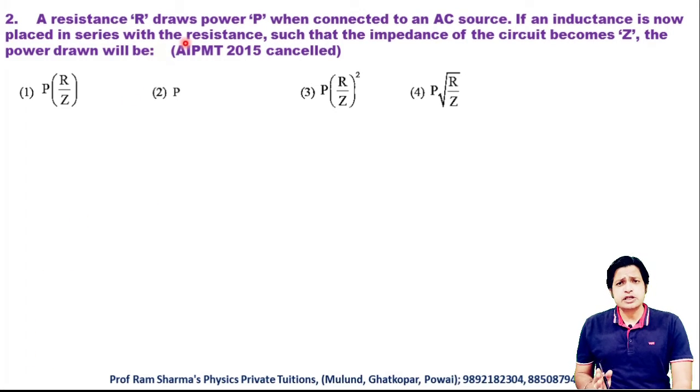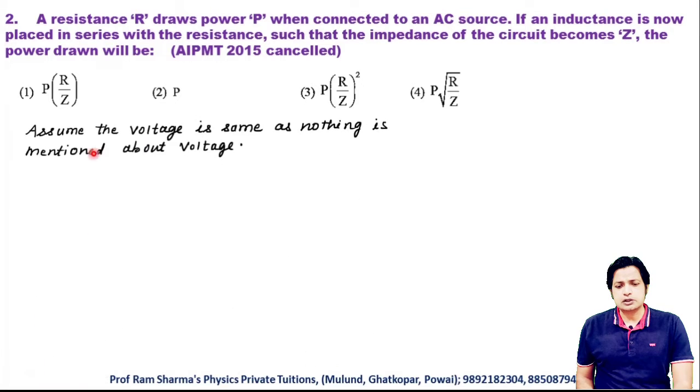Now they did not say anything about the applied voltage. So of course you will keep the applied voltage same, connected to an AC source. The AC source is the same, so automatically V will be same. That is, applied voltage E will be same. So I'll write here, assume the voltage is same, as nothing is mentioned about the voltage. In other words, there is no need to assume also, because it is the same source. They are not changing the source. The voltage will be same. So initially when only resistor was there in the picture, the power was equal to E square by R.